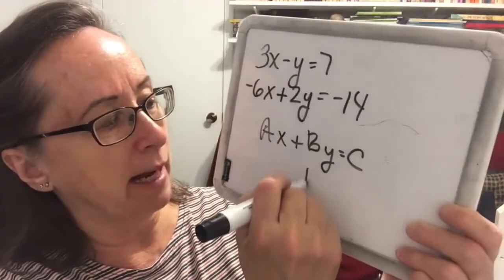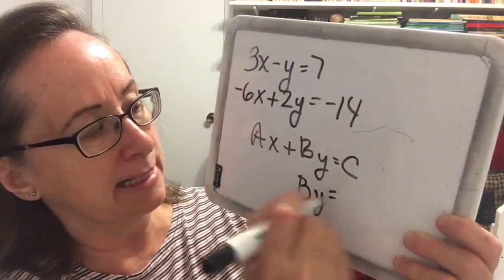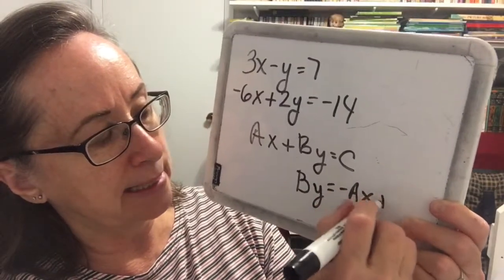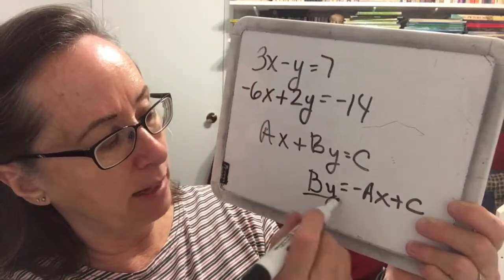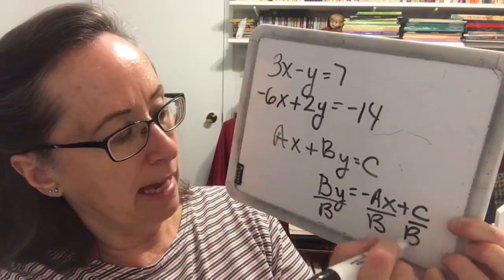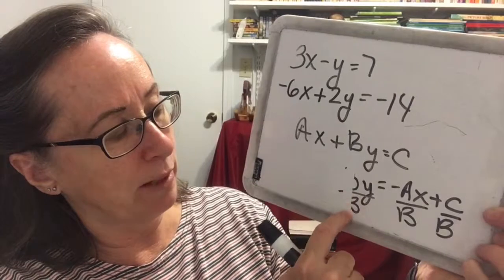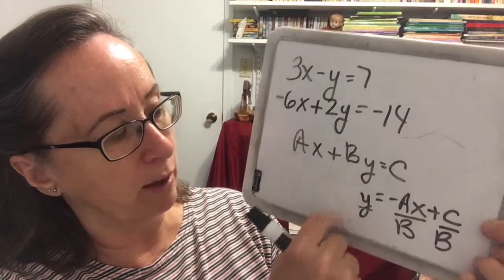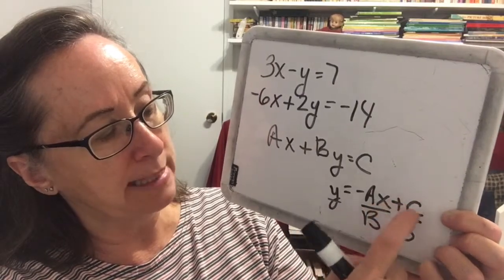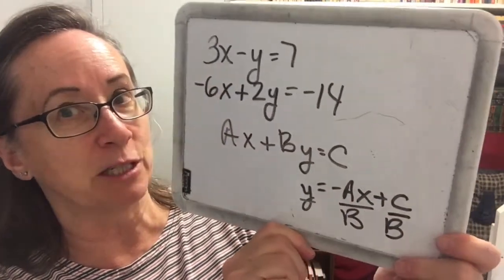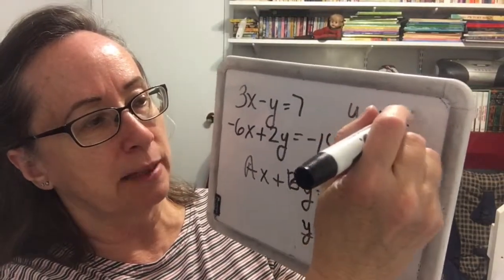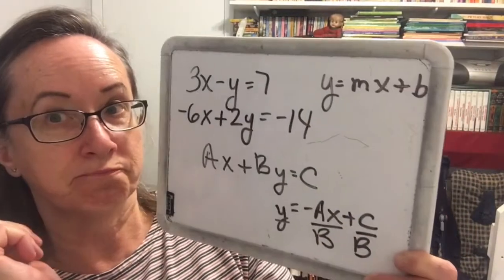So I'm going to solve for y. I get by is negative, because he's moving over there, negative ax plus c. Then I divide by b on every term, and I now have a 1 here, so I'm going to just take that off. So I get y is negative a over b x plus c over b. I have just put it in y is mx plus b form.